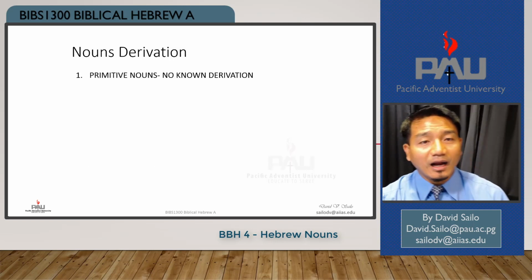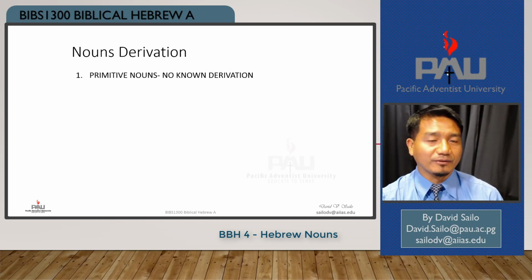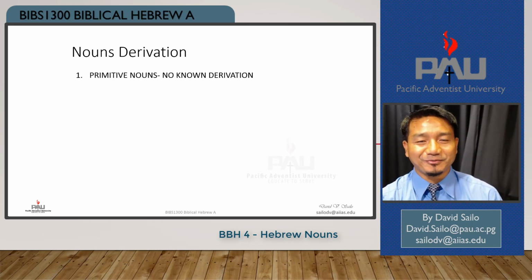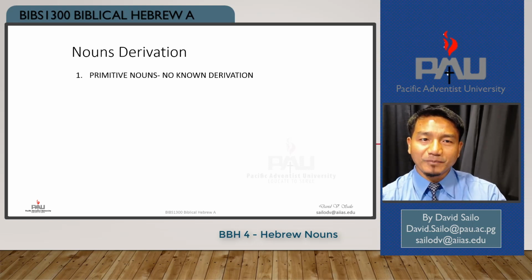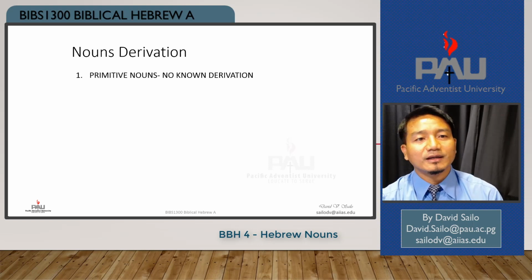Let's look at how we get Hebrew nouns. Well, it might not be that interesting to you, but knowing this will help you identify what is noun, what is verb, so that you could differentiate later from its relative, I would say, adjective. Let's look at the types of noun derivation from which we could derive noun.